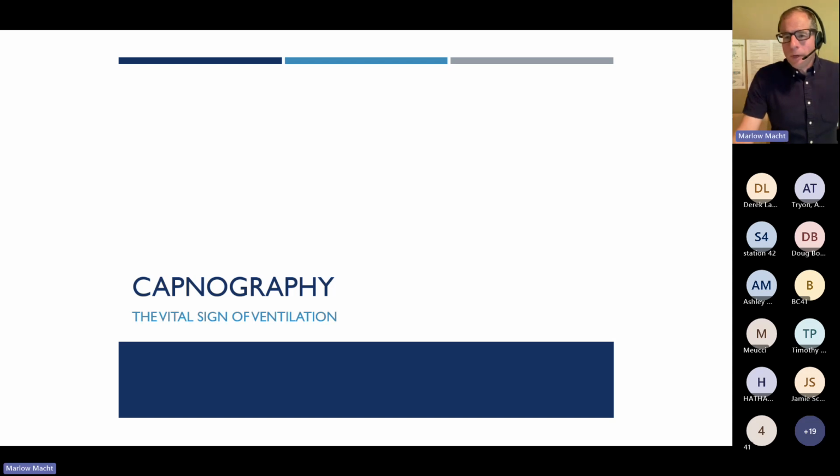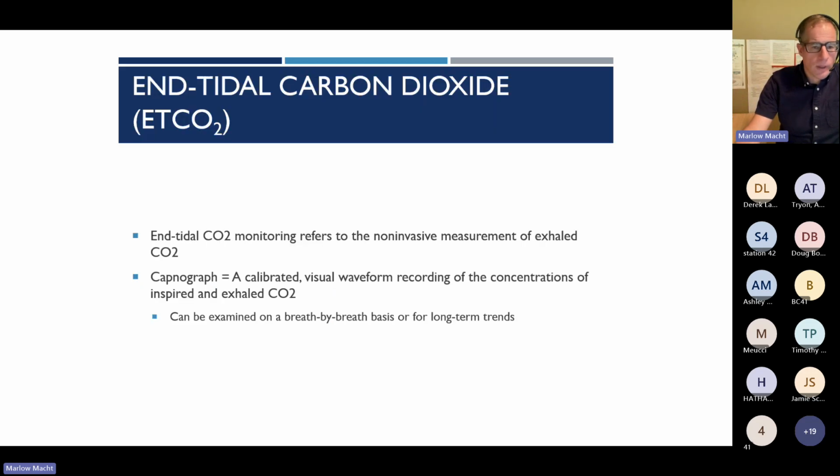Okay. I'm going to do a brief review of capnography, and then we'll move on to the take-home points and wrap up. We spend a lot of time talking about pulse oximetry, and that measures one half of the gas exchange equation with all the attendant problems. But end-tidal CO2 is a really powerful tool. It's ultimately the vital sign that we use to monitor ventilation. So pulse oximetry measures oxygenation, capnography measures the effectiveness of ventilation.